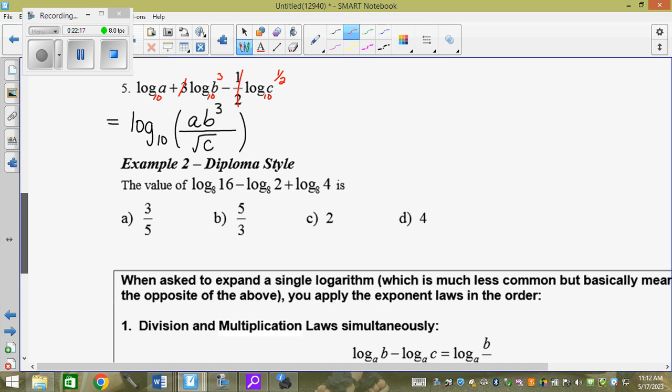And then this one, they all have 1s in front. I can't see the diploma giving you all just numbers. You could plug them in, but whatever. We'll pretend it's the diploma style. And we'll put an 8 there. 16 goes in the numerator because there's a plus 1 in front. Minus 1 in front of this one, so 2 in the denominator. Plus 1 in front of this one, so 4 in the numerator. And so I get log base 8 of 64 over 2, which is log base 8 of 32.